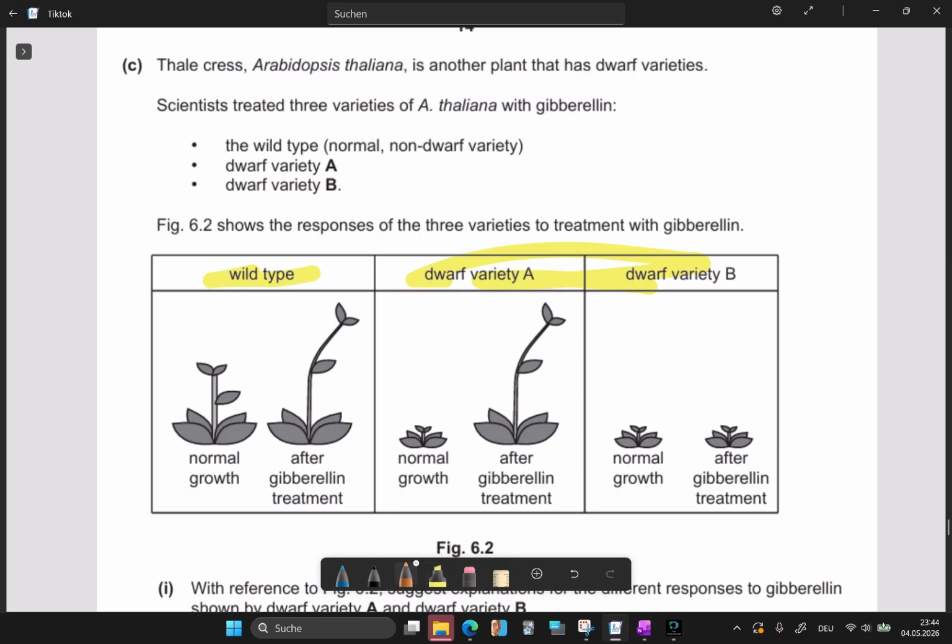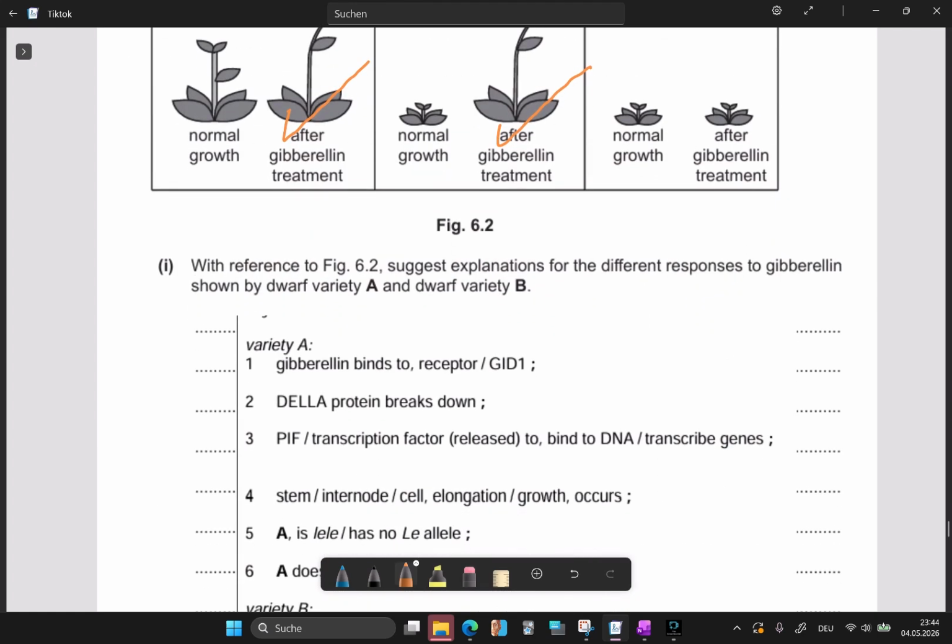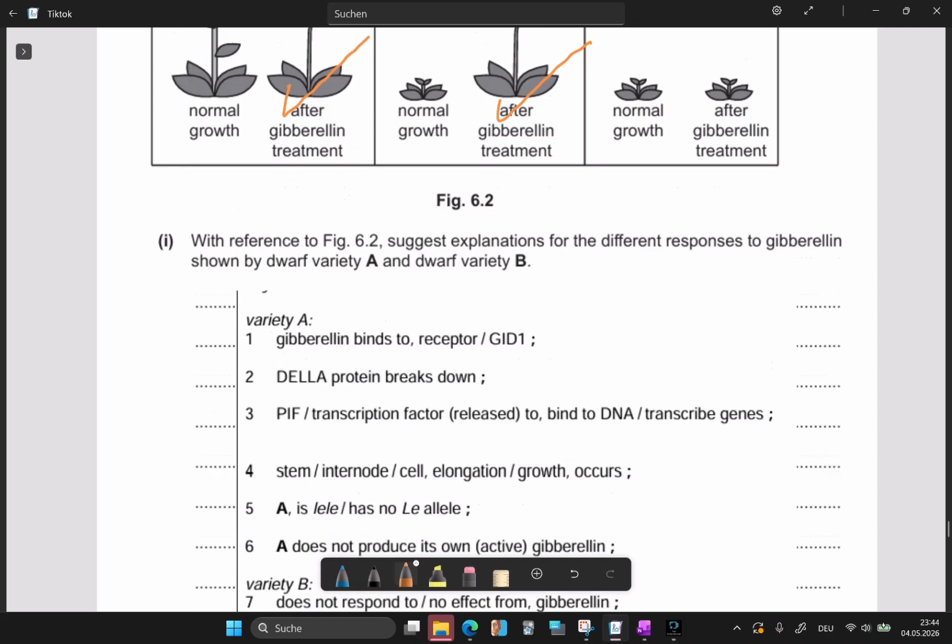So when we added the gibberellin, it made it increase more in height. Same thing with this variety. When we added the gibberellin, it increases the size, because now you're going to explain how the gibberellin affects the size by binding to the receptor, breaking down the DELLA protein. So now the PIF transcription factor can bind to the gene and increase internodal length and elongation and stuff.